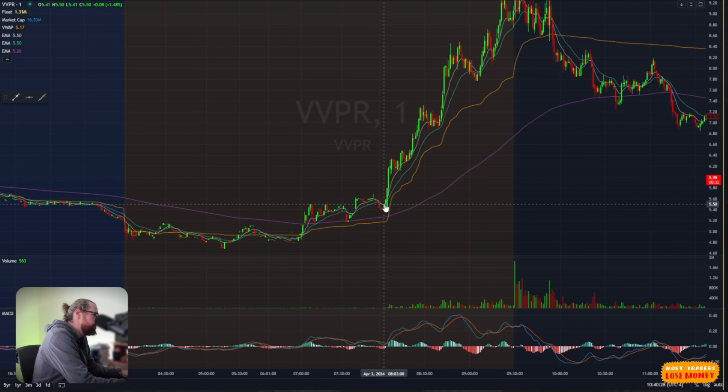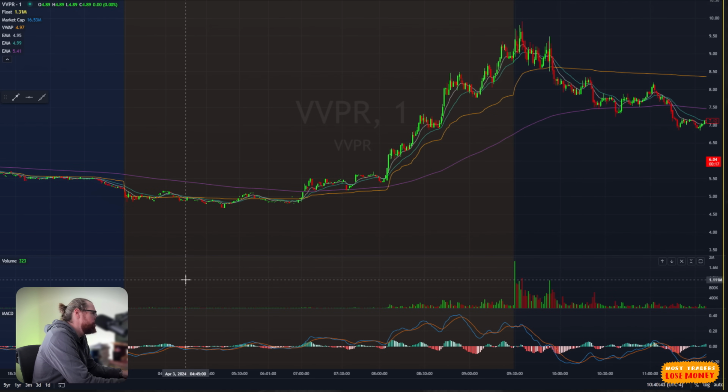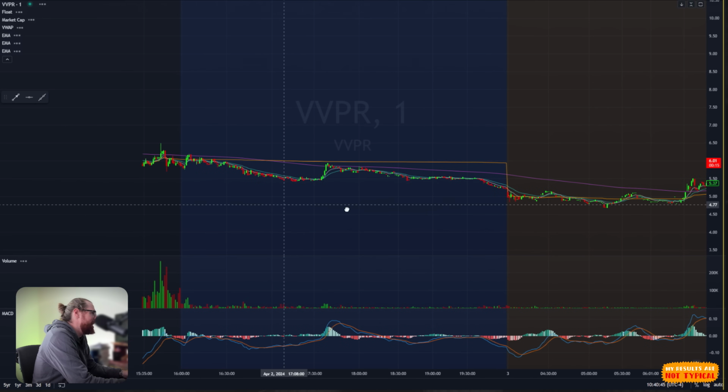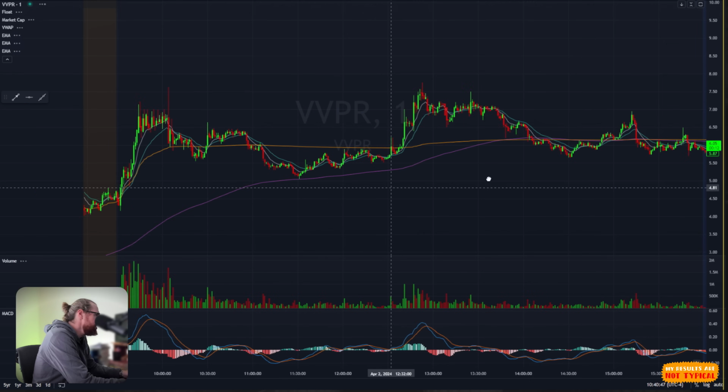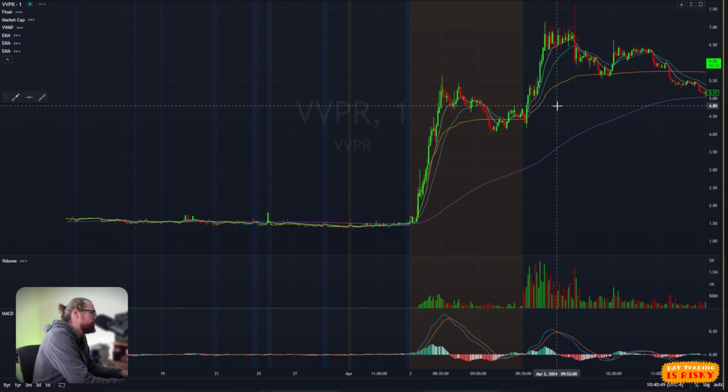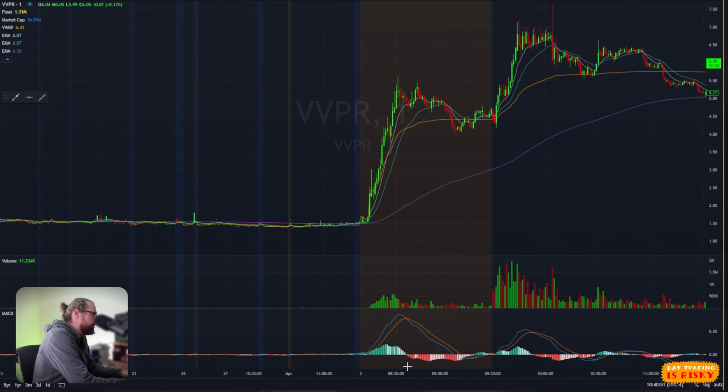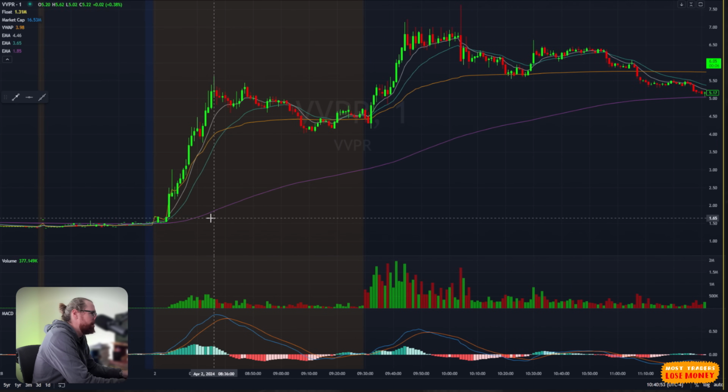VVPR had news that came out right at 8 a.m. It squeezes up, pulls back, pops higher, pulls back, pops up higher, pulls back, nice move higher. It was a little choppy, but it was pretty clean. Now, the reason this was a little choppy yesterday was because the first day of price action was the previous day. So day one is typically the cleanest, and this right here was one of our cleanest moves that we've had all week. This went from $1.50 up to $5.50.